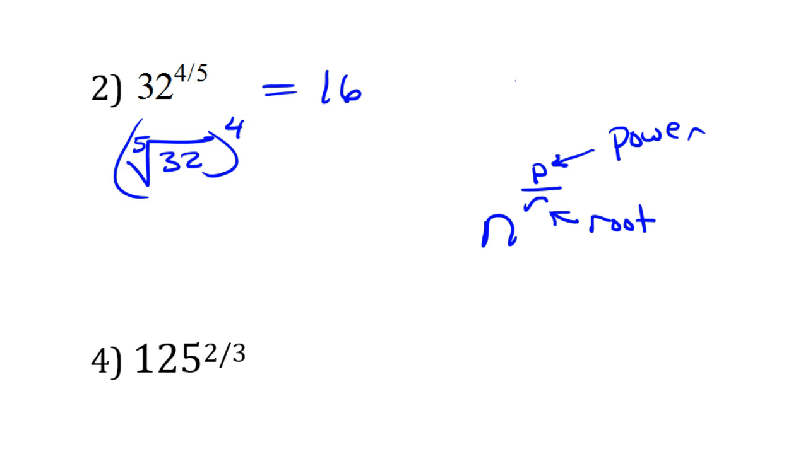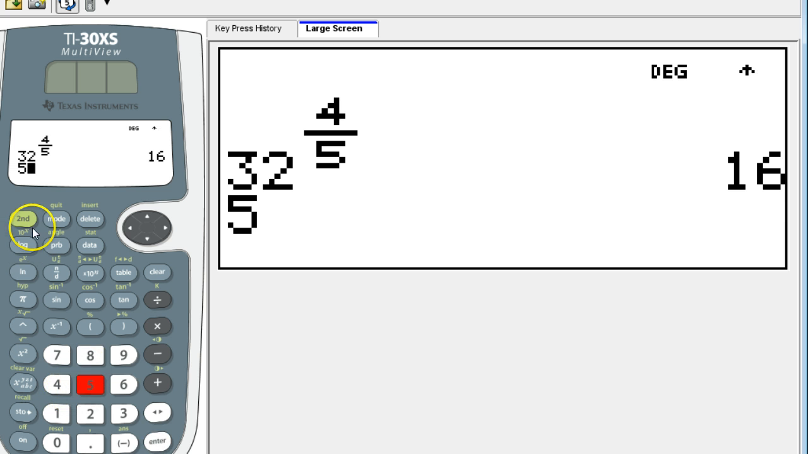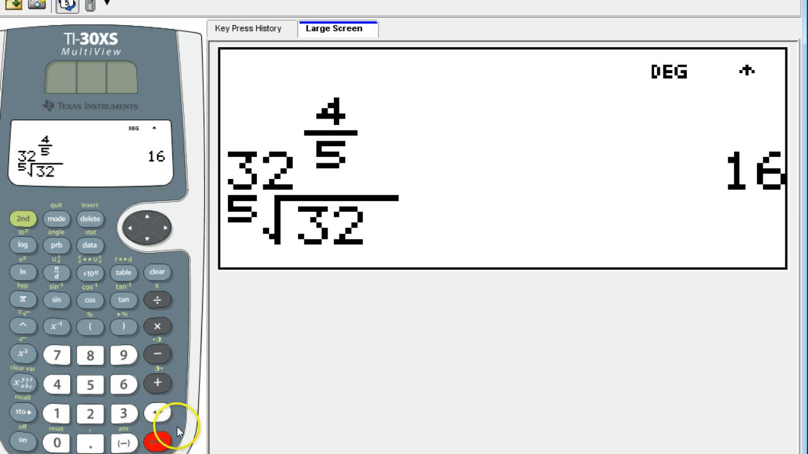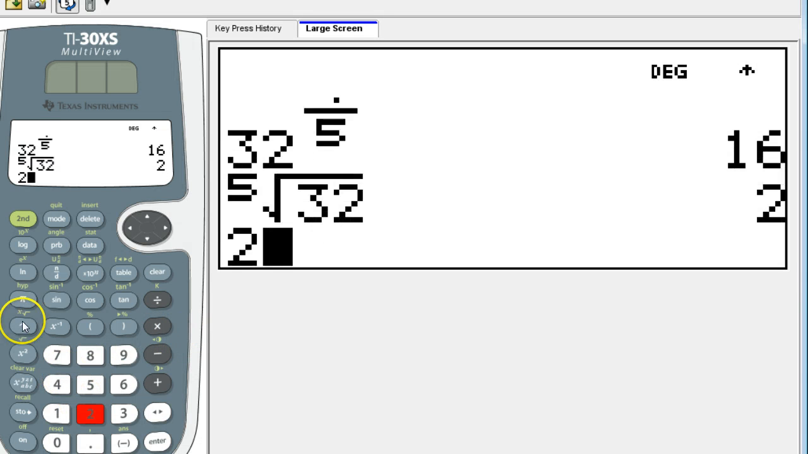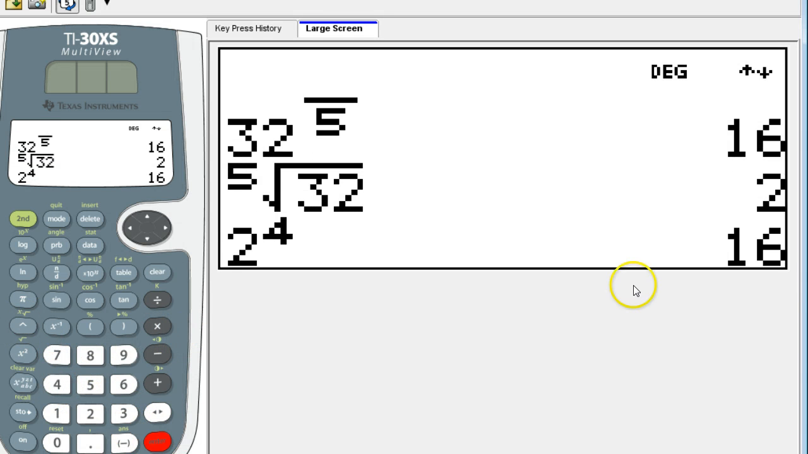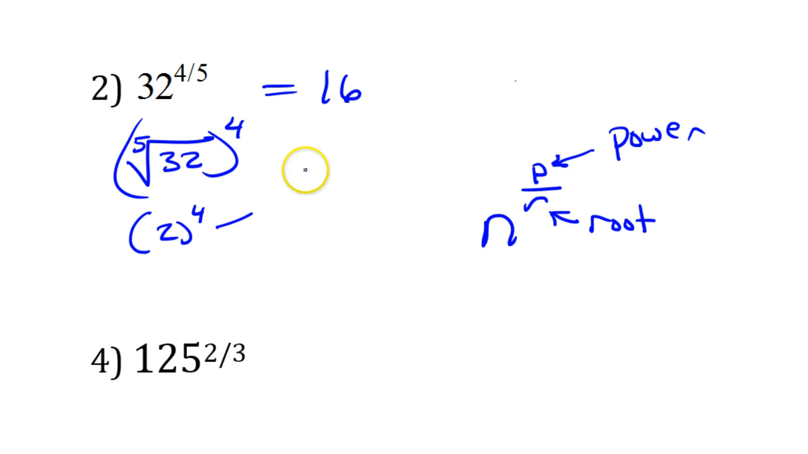So fifth root of 32, again, you type the 5 and then do your second caret, becomes the fifth root of 32 is 2. And then you've got 2 to the fourth power is 16. Okay, either way.